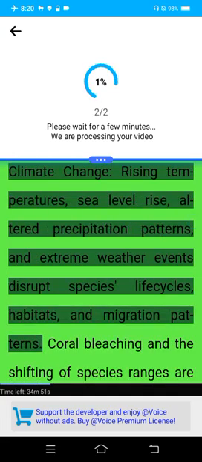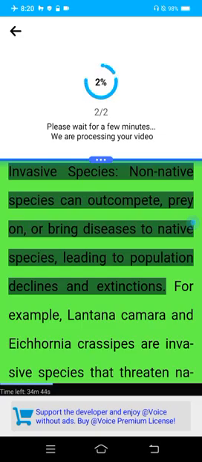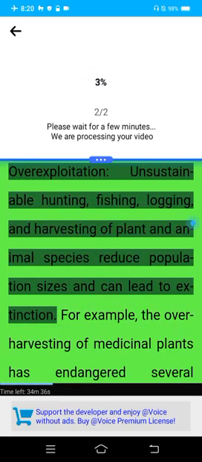Climate change. Rising temperatures, sea level rise, altered precipitation patterns, and extreme weather events disrupt species life cycles, habitats, and migration patterns. Coral bleaching and the shifting of species ranges are direct outcomes of climate change. Invasive species. Non-native species can outcompete, prey on, or bring diseases to native species, leading to population declines and extinctions. For example, Lantana camara and Eichhornia crassipes are invasive species that threaten native biodiversity in India.